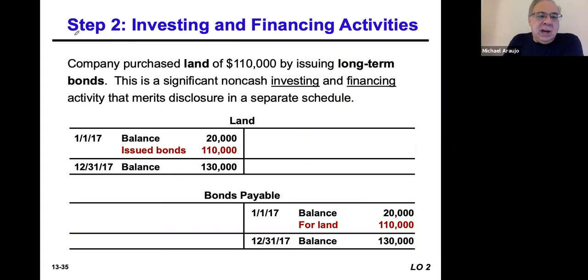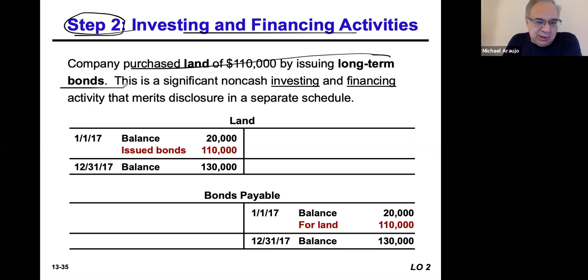Step 2 looks at all the investing and financing activities that you've done. So in this case, the very first thing that we know is this company bought land by issuing bonds. And so that is basically a non-cash event.